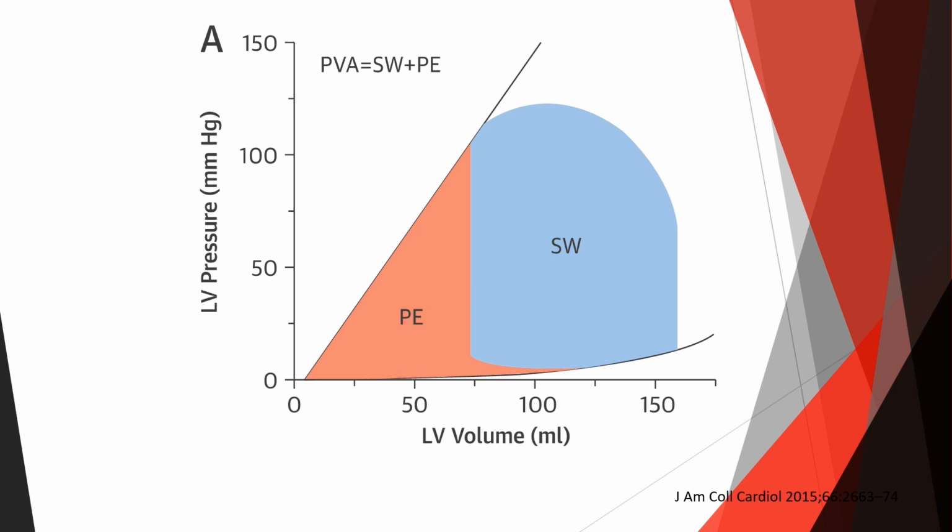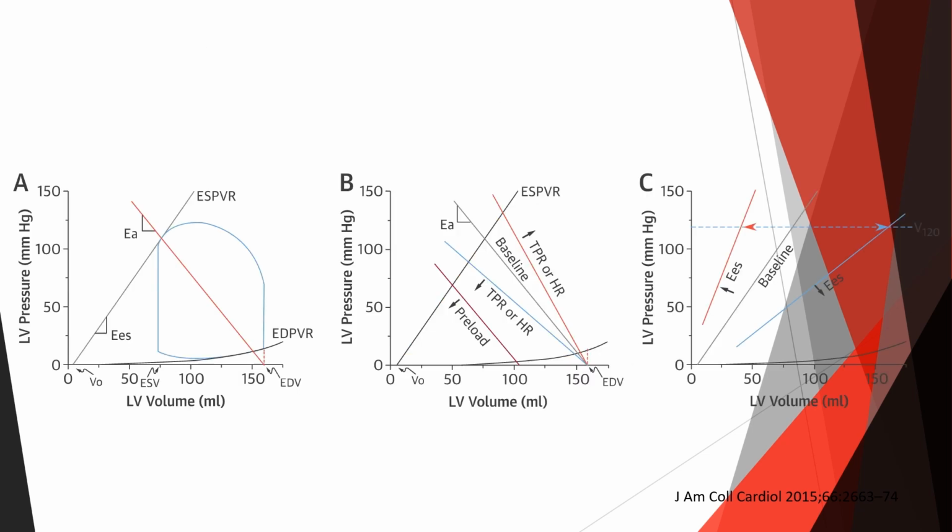As can be seen here, PVA is directly proportional to myocardial oxygen demand. Normal pressure volume loop is bounded by end systolic pressure volume relationship, or ESPVR, and end diastolic pressure volume relationship, EDPVR. ESPVR is approximately linear with a slope end systolic elastance, and volume axis intercept at V0.